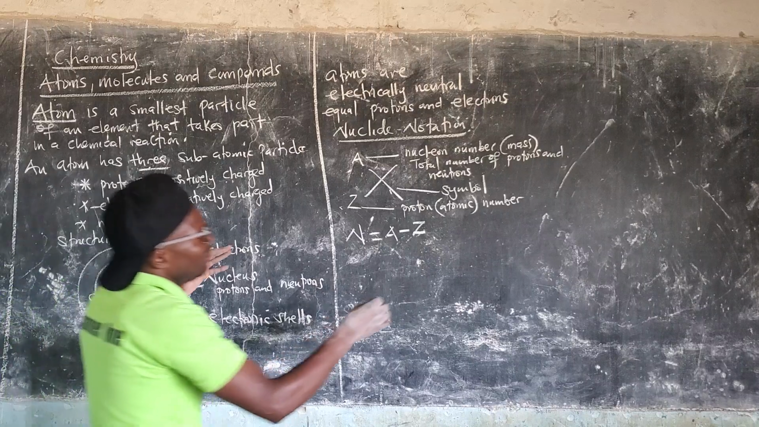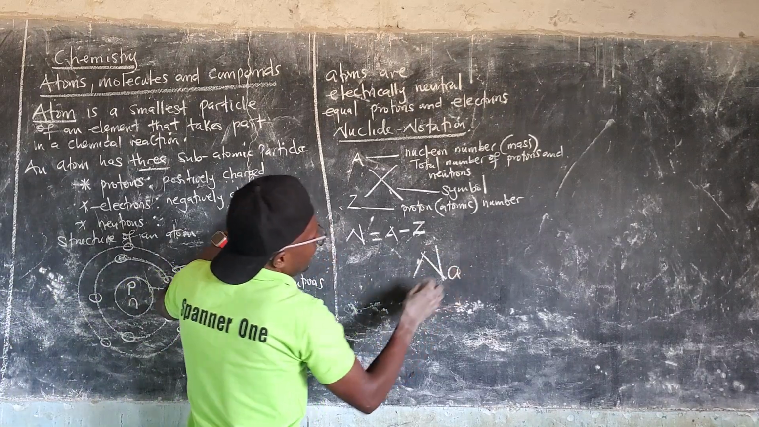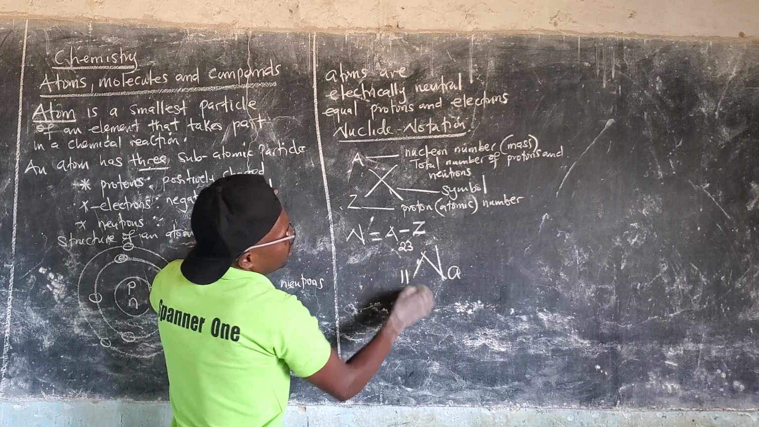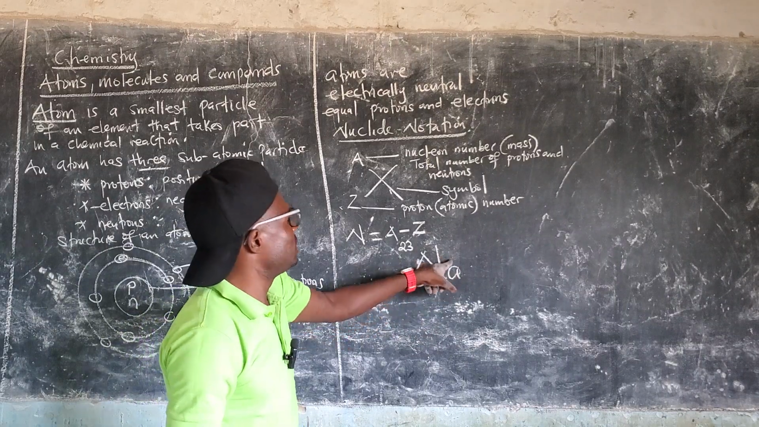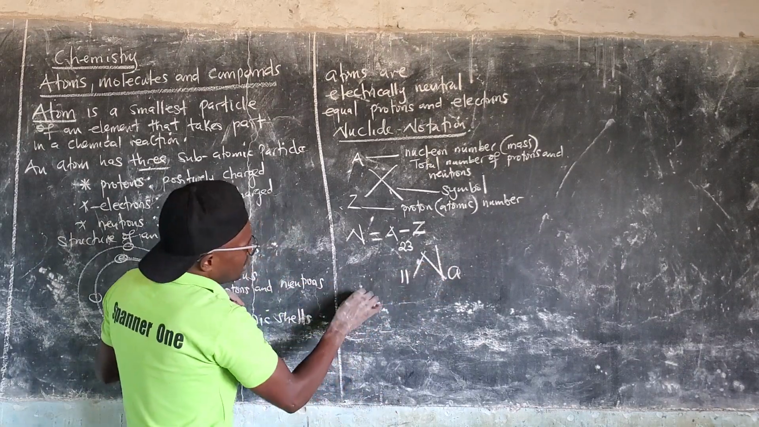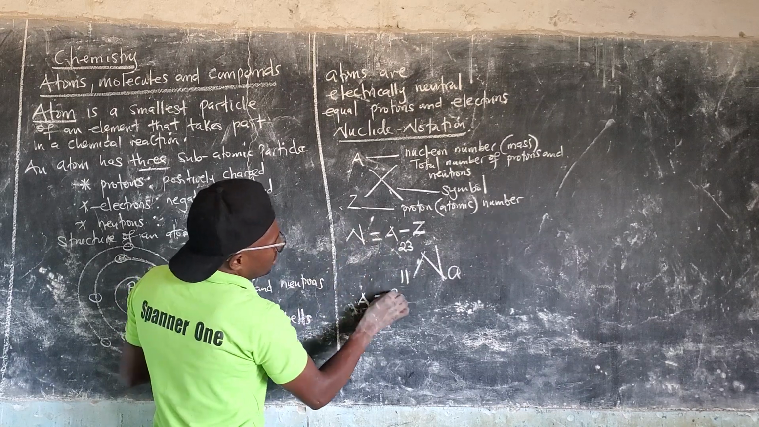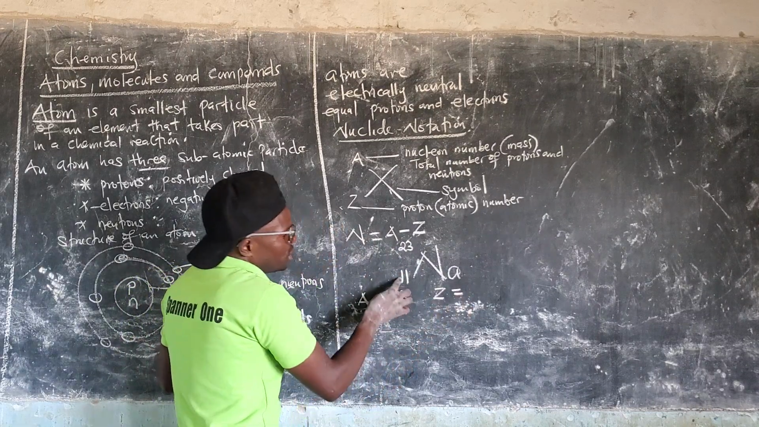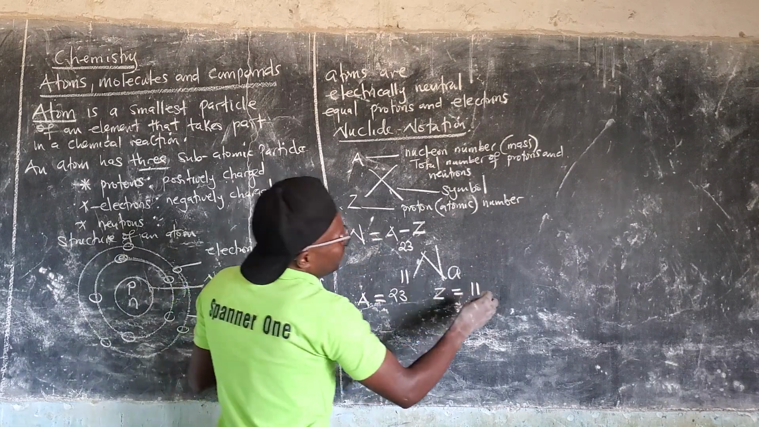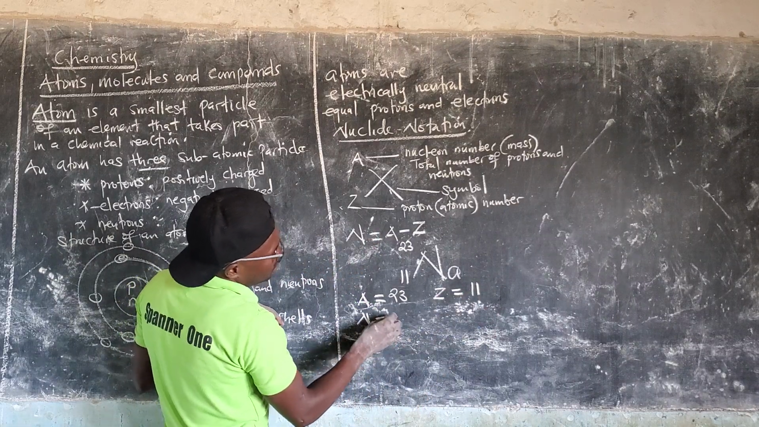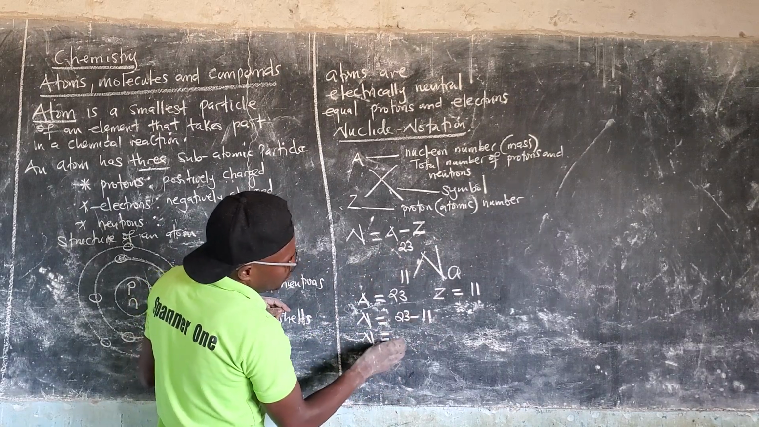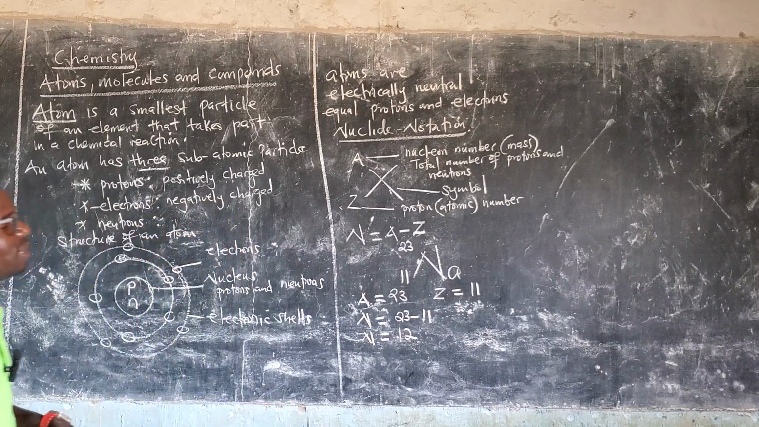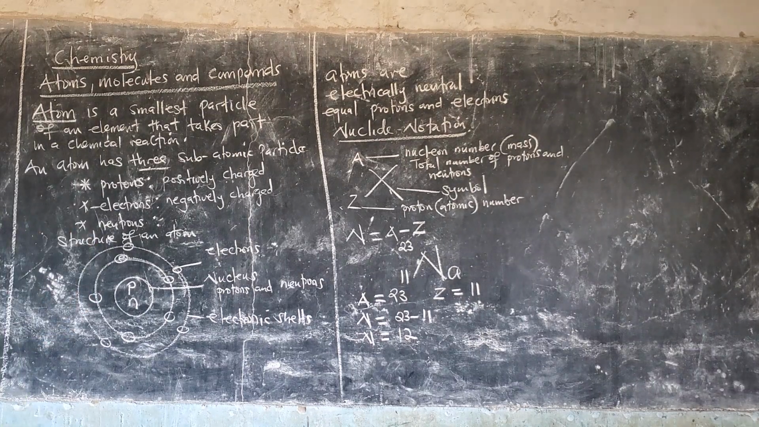An example that I can give is sodium, Na, with 23 on top and 11 at the bottom. This is the symbol for sodium. So you can say A, our nucleon number, is 23. Our Z, which is the proton number, is 11. How do you find the neutrons? You subtract, A minus Z, which is 23 minus 11. So the number of neutrons is 12. So this is what we have under nuclide notation.